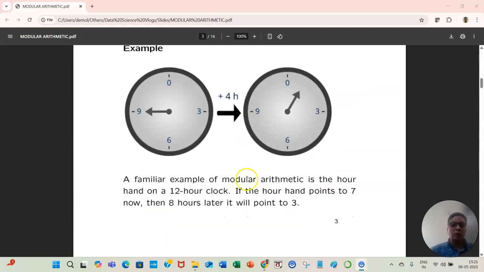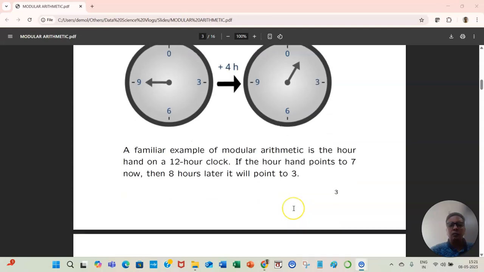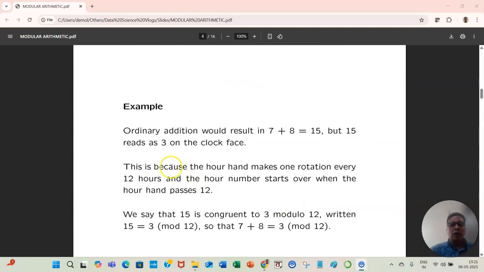Let us start with an example. A familiar example of modular arithmetic is the hour hand of a 12-hour clock. If the hour hand points to 7 now, then 8 hours later it will point to 3. Ordinary addition would result in 7 plus 8 equal to 15, but 15 reads as 3 on the clock face.